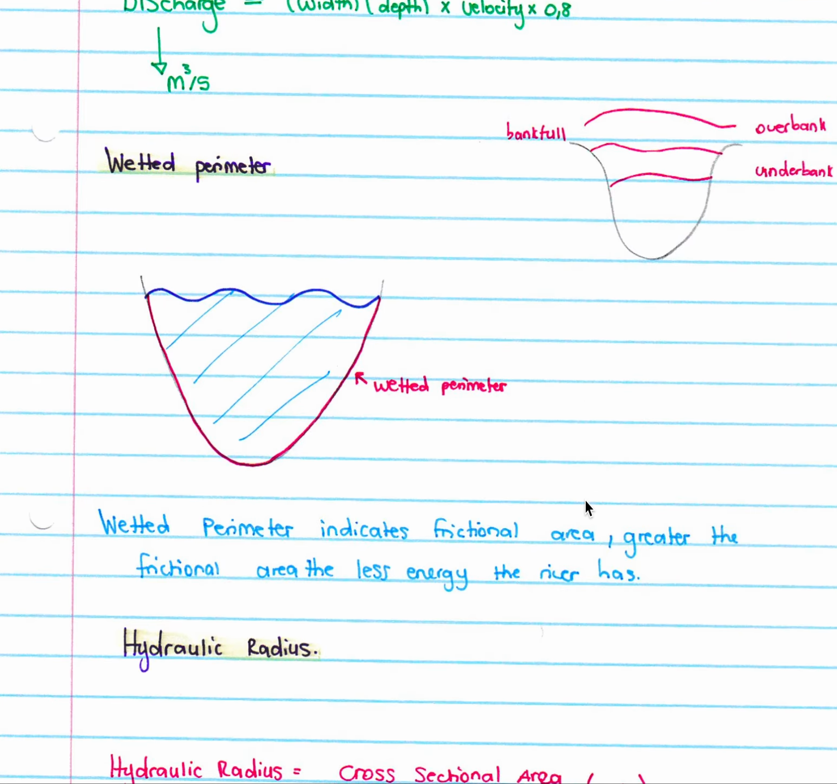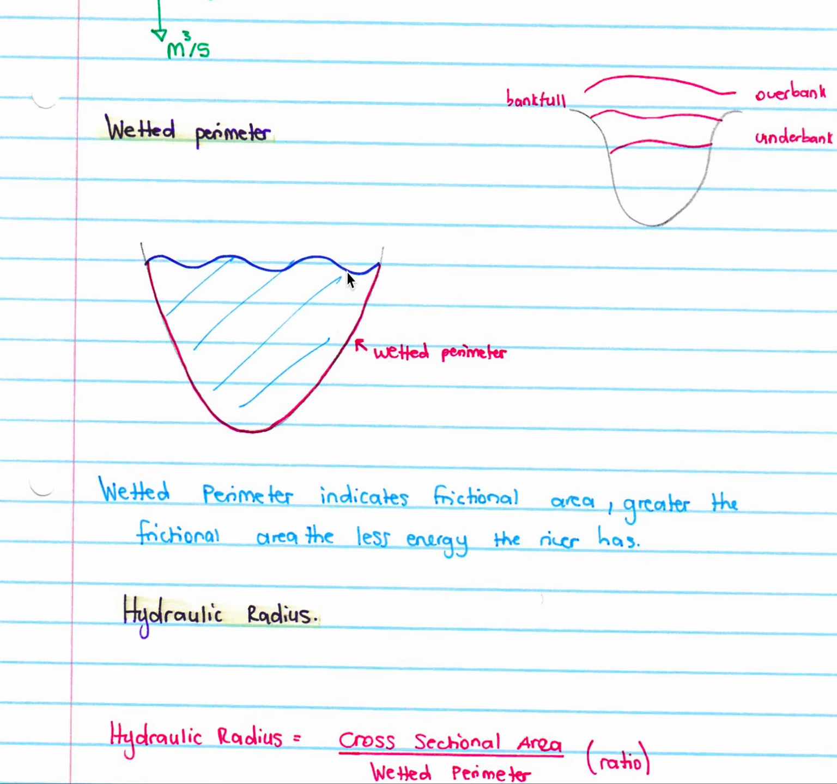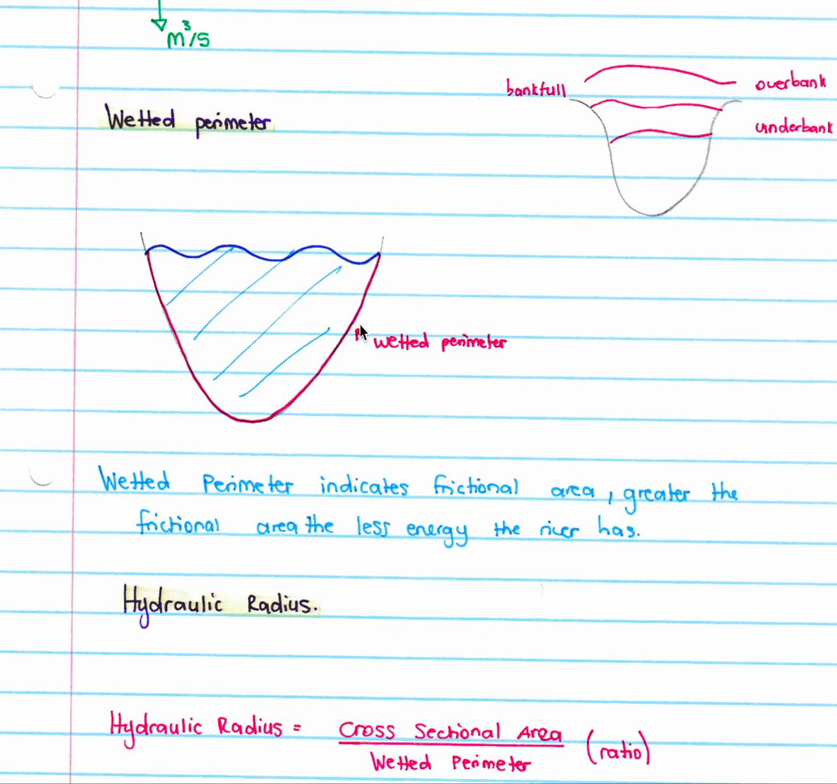Then we look at something that is not particularly in the syllabus, but it is important to know and may help you. We look at wetted perimeter. Wetted perimeter indicates your frictional area. The greater the frictional area, the less energy the river has. So your wetted perimeter is indicated by the red in the diagram, and that is simply an indication of where your water is in contact with your banks and therefore your frictional area.